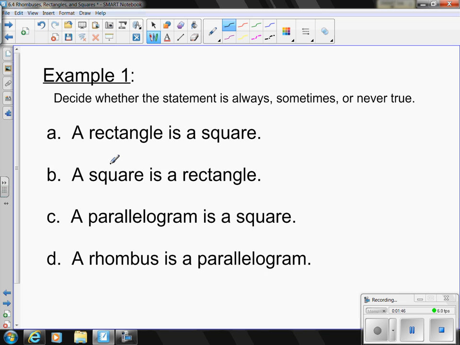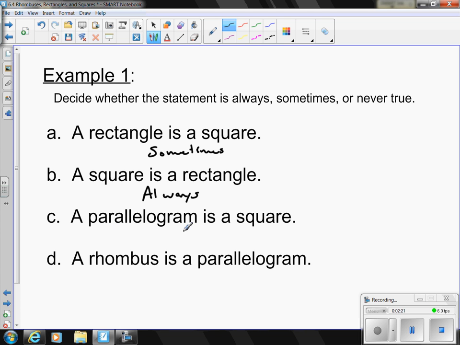Decide whether a statement is always, sometimes, or never true. A rectangle is a square. A rectangle could be a square if the sides were all congruent, but that is not a given. So that is a sometimes. A square is a rectangle. Well, does a square always have four right angles? Yes, it does. So a square is always a rectangle. A square is just the most specific name to give that particular rectangle.